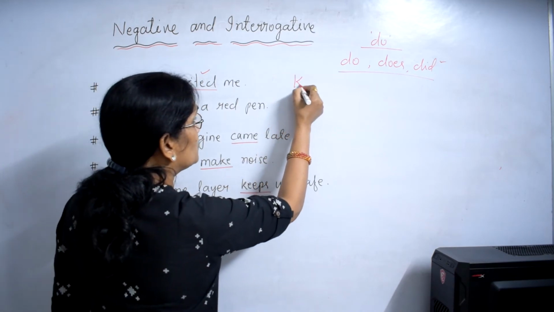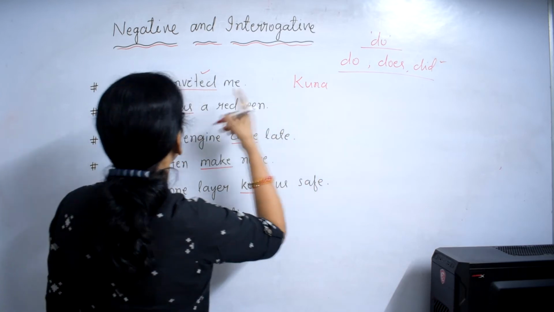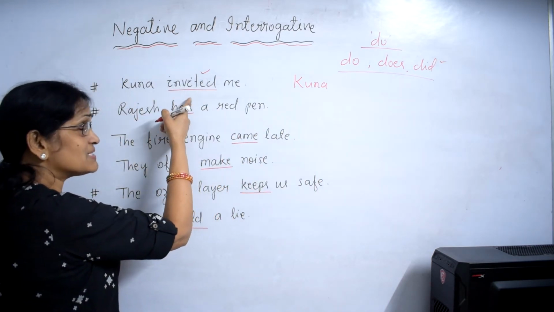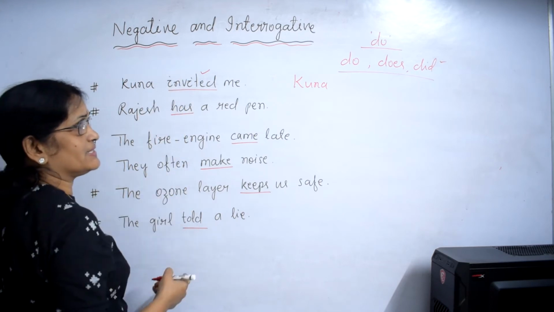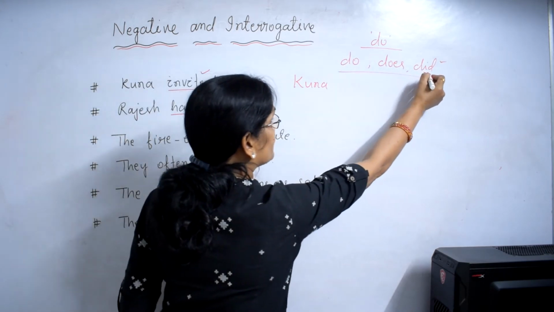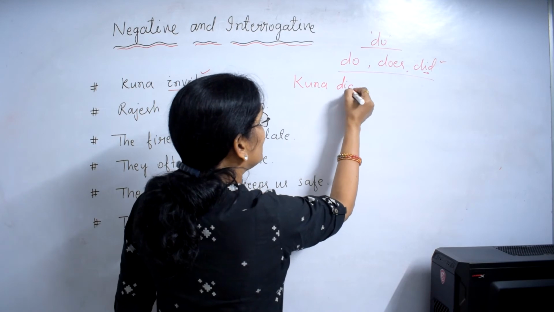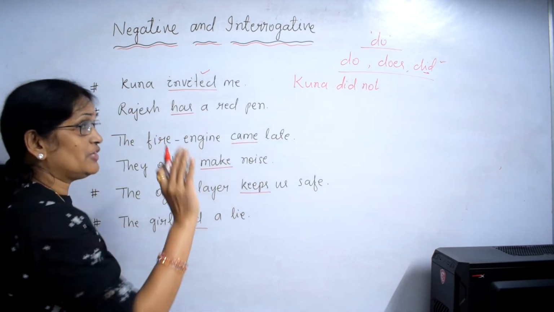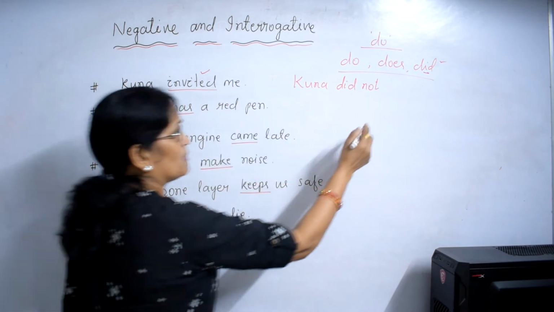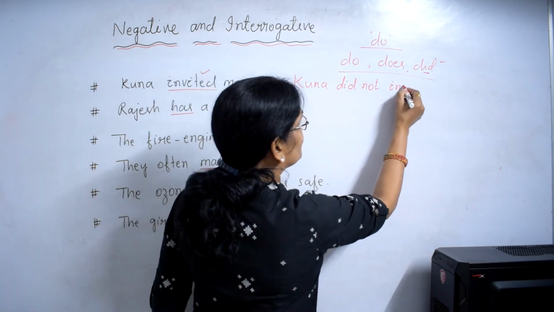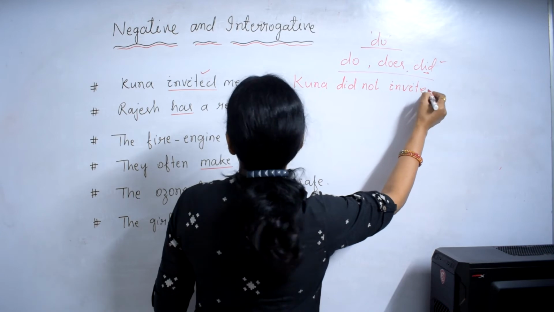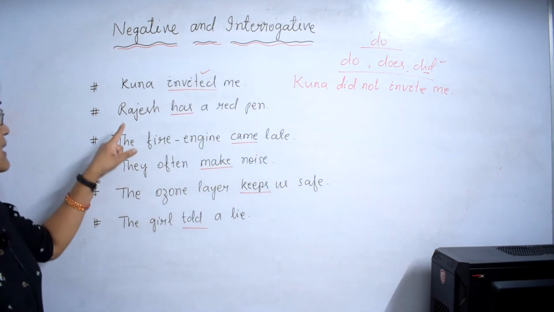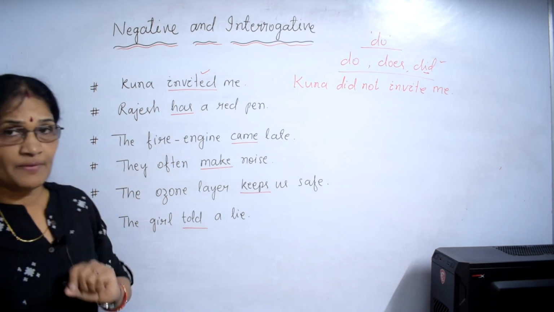So change the sentence into negative. What will it be? Kuna invited. As it is simple past, did is hiding in it. The do verb did. So did not. Did not invite, not invited. We write the base form of a verb: invite. Kuna did not invite me.